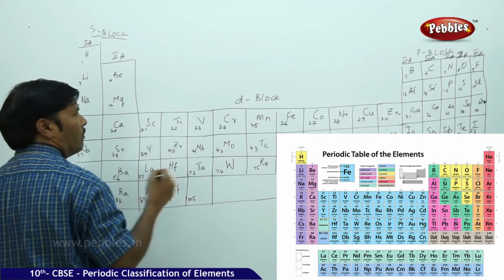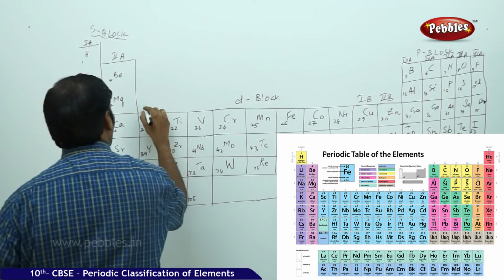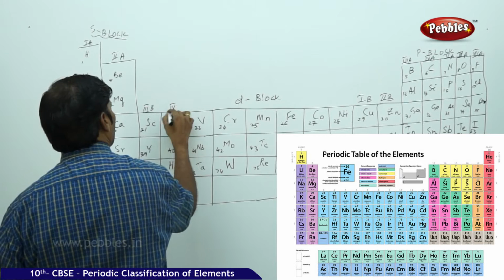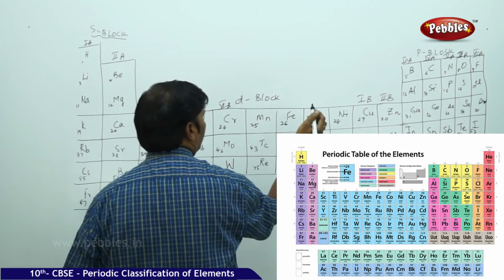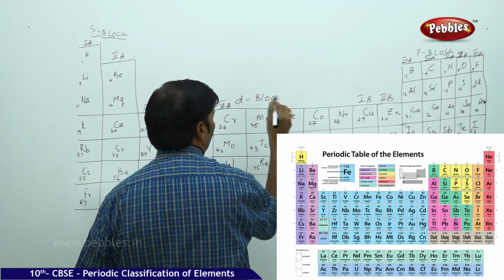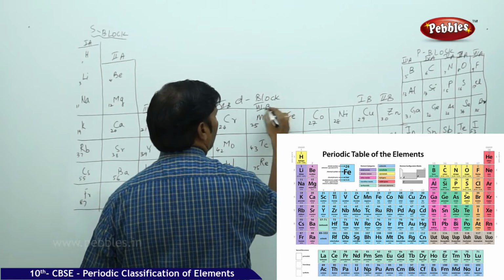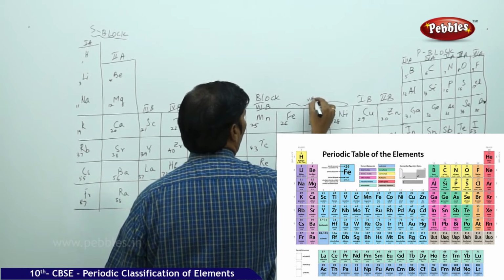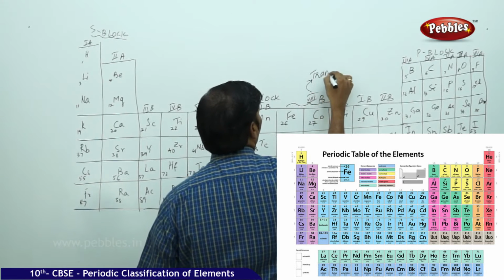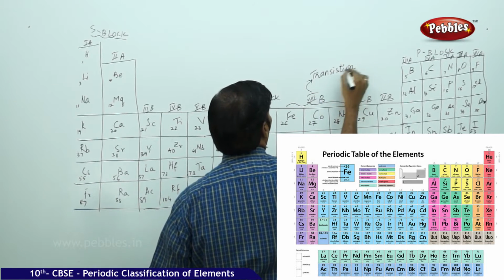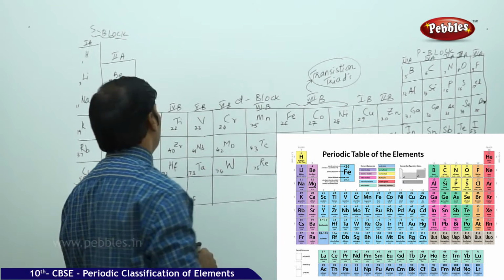And this is 1B, this is 2B, this is 3B, 4B, 5B, 6B, and this is 7B. Together, this is 8B, and I call this the transition triads.